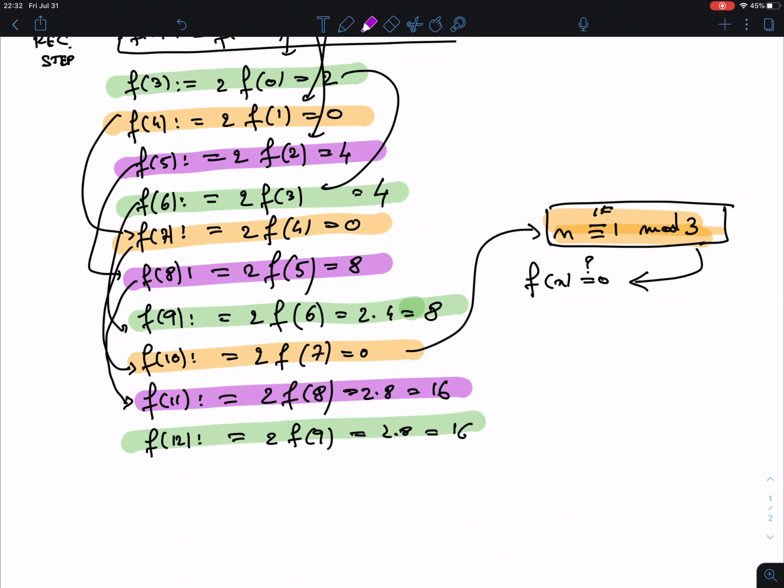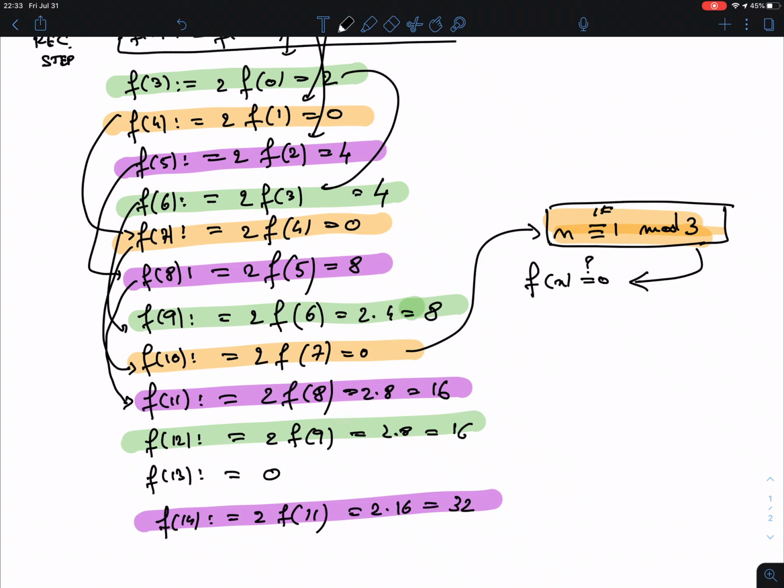So we have f13, f14 here. So let me write this. So this is f13. F13 we know already what it should be. It should be 0 because we are in the orange style. F14, we are anticipating it should be 32. Well, let's see. By the formula, it's 2 times f14 minus 1 is 11, and f11 is 16. So it's 2 times 16. So it's exactly what we said it would be. Okay? So just to make sure that this is 0 and this is correct, right? Because f13 is twice the f10, but that's a 0. So therefore this is also 0.